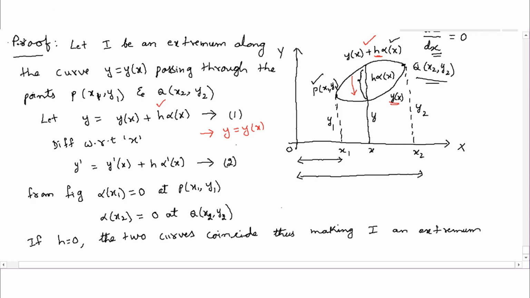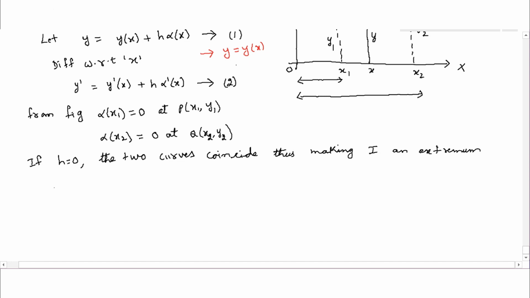In that case, let me write down the value of I. The value of I will be the integral from x1 to x2 of the function f of x comma, for equation number 1, y of x plus h into alpha of x, then y dash, which is y dash of x plus h into alpha dash of x, times dx.